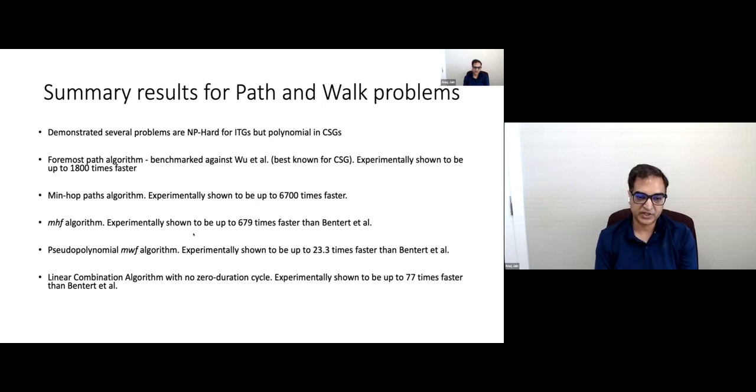And the linear combination algorithm, finally, is also on the contact sequence graph. All the other algorithms we proposed were on interval temporal graphs. The final one, the linear combination, is on the contact sequence graph and shown to be 77 times faster than Bentert's.